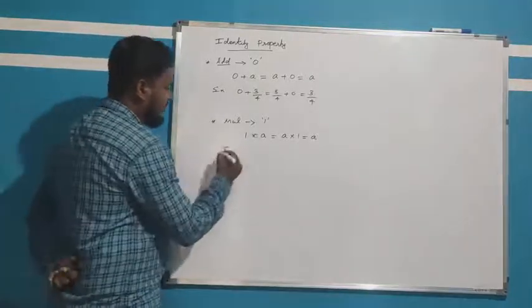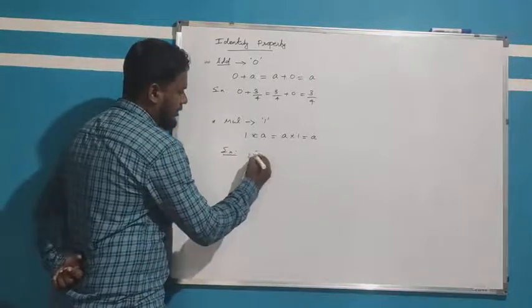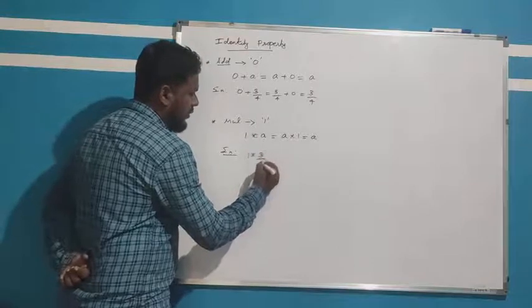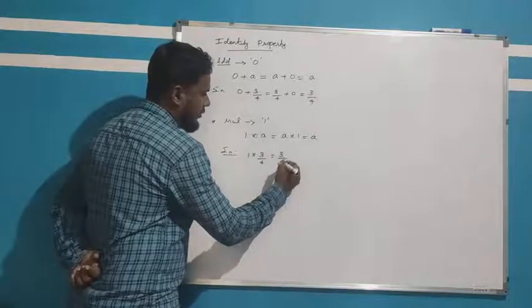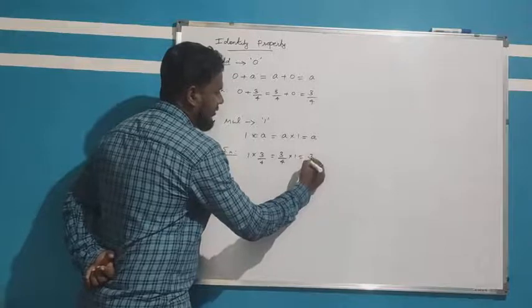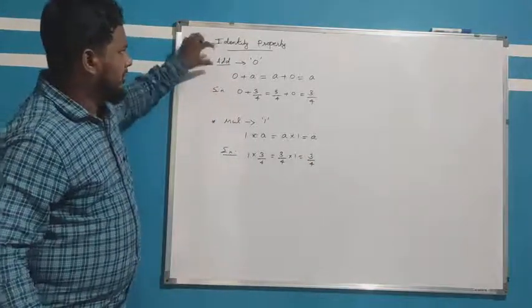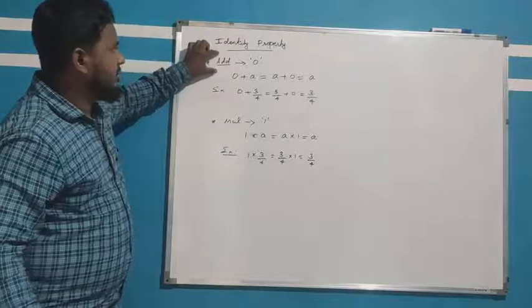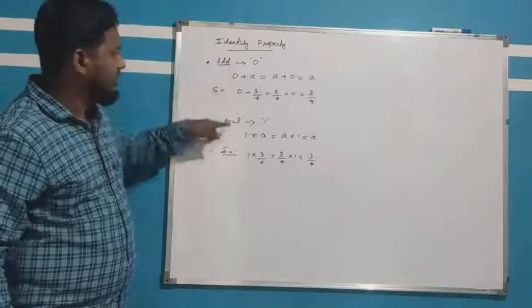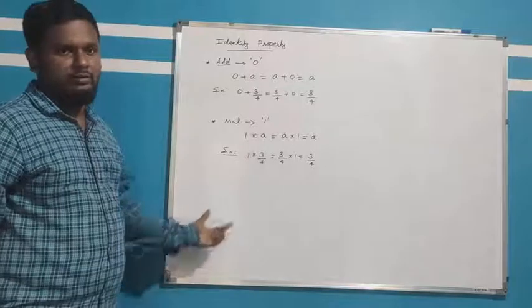For example, 1 into 3 by 4, or 3 by 4 into 1, we will get 3 by 4 only. So in this way we can find the additive identity and the multiplicative identity property.